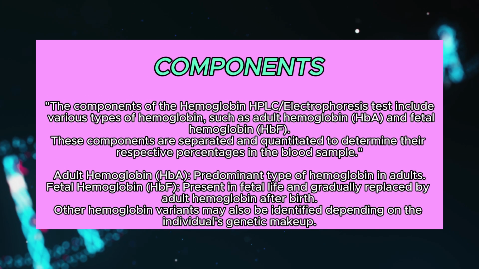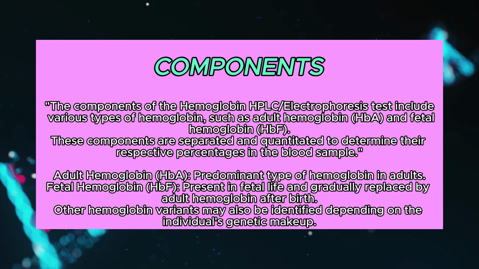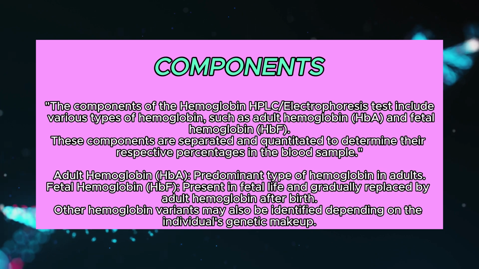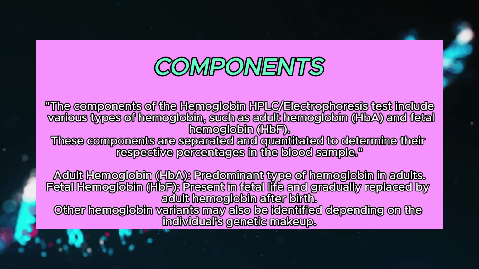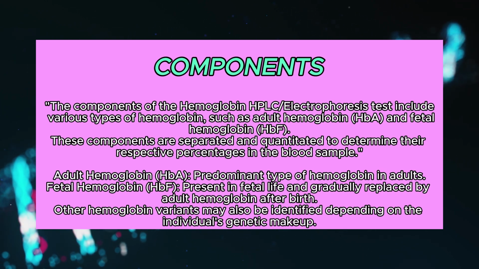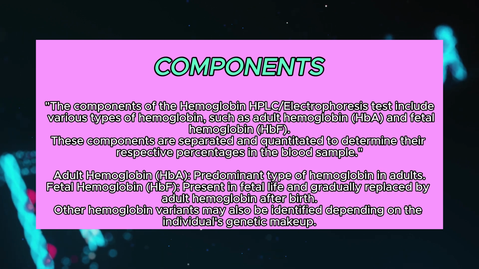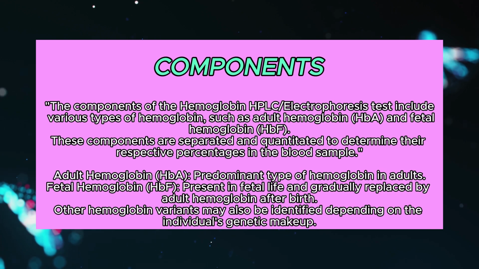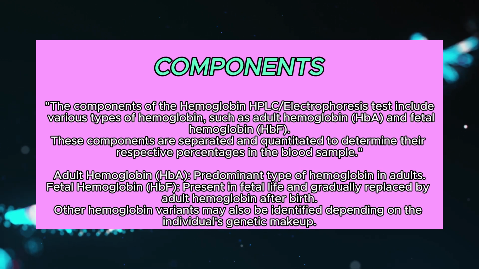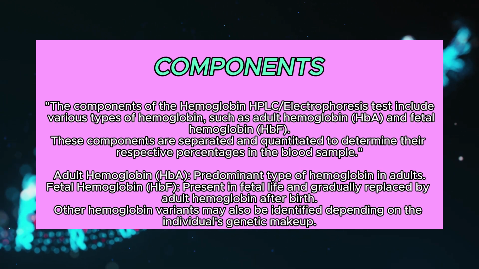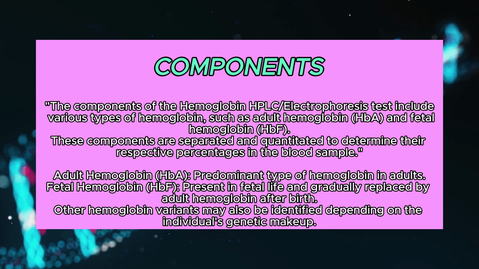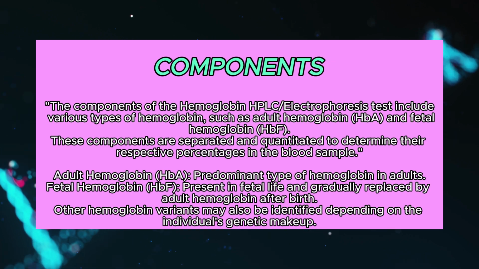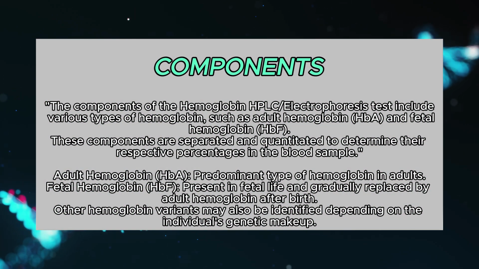Components. The components of the hemoglobin HPLC electrophoresis test include various types of hemoglobin, such as adult hemoglobin and fetal hemoglobin. These components are separated and quantitated to determine their respective percentages in the blood sample. Adult hemoglobin is the predominant type of hemoglobin in adults. Fetal hemoglobin is present in fetal life and gradually replaced by adult hemoglobin after birth. Other hemoglobin variants may also be identified depending on the individual's genetic makeup.